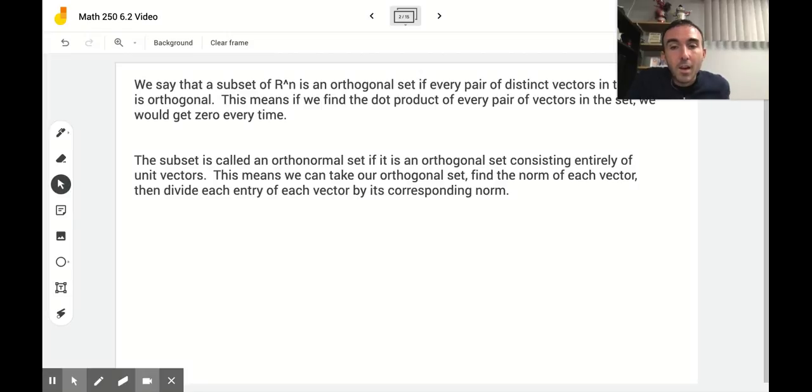The subset is called an orthonormal set if the set is orthogonal and consists entirely of unit vectors. Those are vectors with a norm of 1. This means we can take our orthogonal set, find the norm of each vector, then divide each entry of each vector by its corresponding norm.